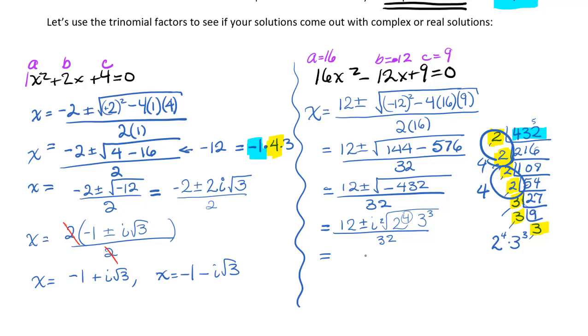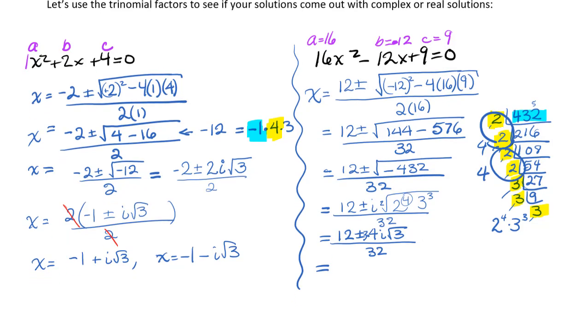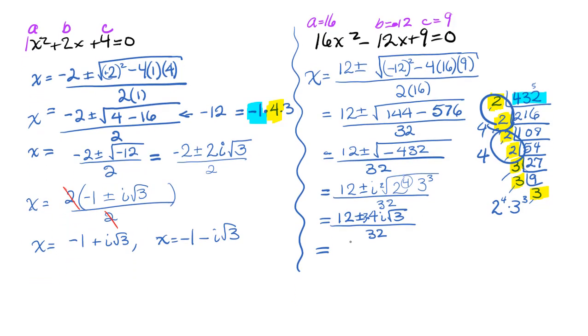So here we go. We're going to take out 4. The i is still there. And then we have 3 to the 3rd, so 9 times 3. 9 is a perfect square of 3. So 4 times 3 is what comes out of the radical, and root 3 remains in. 32 is still my denominator. So now I'm going to rewrite this one more time, hopefully, maybe twice, we'll see. We'll have 12 plus or minus 12i root 3 over 32.